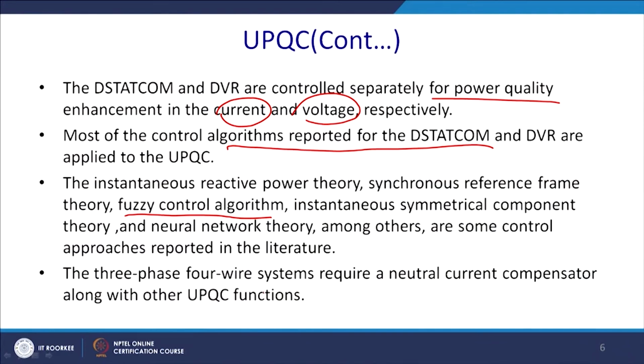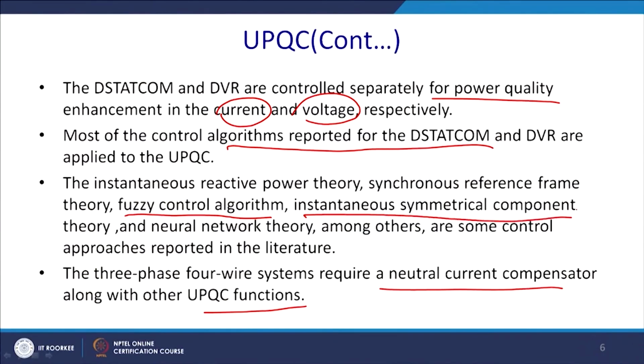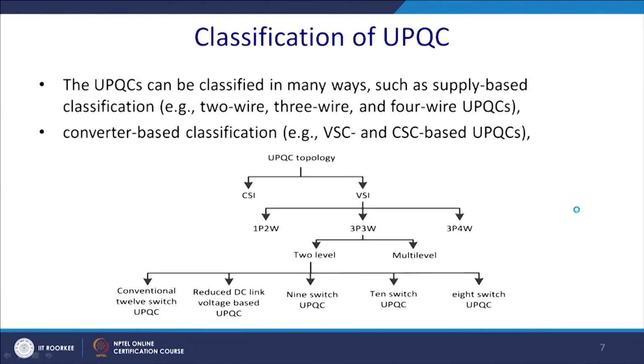For the 3-phase 4-wire system, a neutral current compensator comes along with the other UPQC functions. If it is a 3-phase 3-wire system, you have only the positive sequence or the negative sequence; the 0 sequence is absent. In the case of the 3-phase 4-wire system, the 0 sequence or the neutral current has to be also compensated, so for this reason the algorithm changes a little. For this reason, the instantaneous symmetrical component theory is one that fits well in the case of the 3-phase 4-wire system. So, let us classify the UPQC.